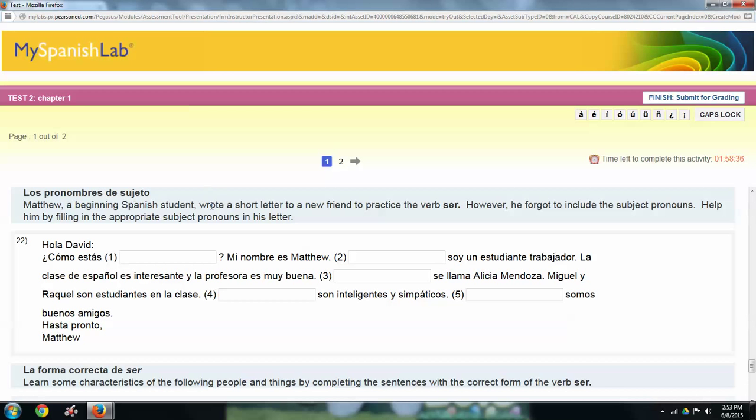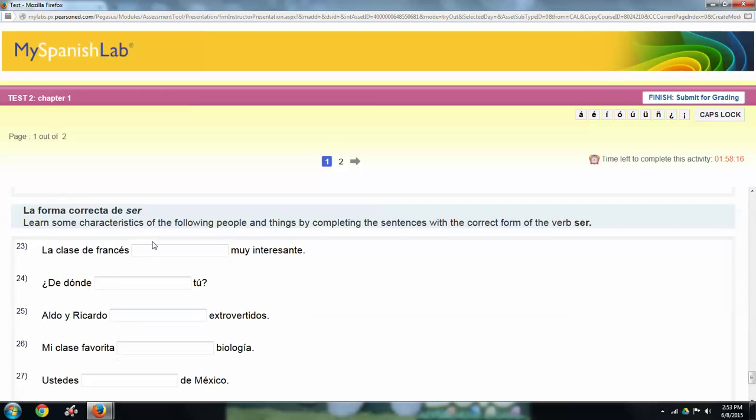The next one is los pronombres de sujeto. Matthew, a beginning Spanish student, wrote a short letter to a new friend to practice the verb ser. However, he forgot to include the subject pronouns. Help him by filling in the appropriate subject pronouns in his letter. So you'll look at the various verbs that are next to the blank and decide what subject pronoun would get that spelling of the verb. Then the correct form of the verb ser, you're just going to fill in the correct spelling of ser based upon who the subject of the verb is. Remember, if it's a statement, you tend to find your subject in front of the verb, and if it's a question, it tends to come after the verb. So if it's a statement, you're going to be looking before the blank for your subject, and if it is a question, you're going to look after the blank.